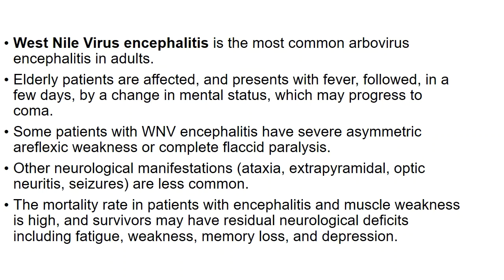Now, West Nile virus encephalitis is the most common arbovirus encephalitis in adults. Elderly patients are affected and present with fever followed by an altered mental status and even progression to coma. Some patients with West Nile virus encephalitis have a severe asymmetric areflexive weakness and a complete flaccid paralysis. Other neurological manifestations include ataxia, optic neuritis, and seizures. The mortality rate in patients with encephalitis and muscle weakness is high, and survivors have a residual neurological deficit, including fatigue, weakness, memory loss, and depression.